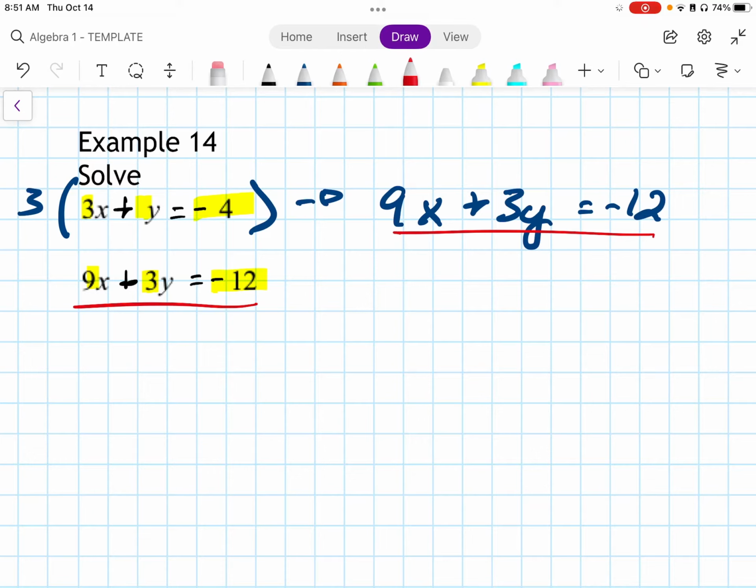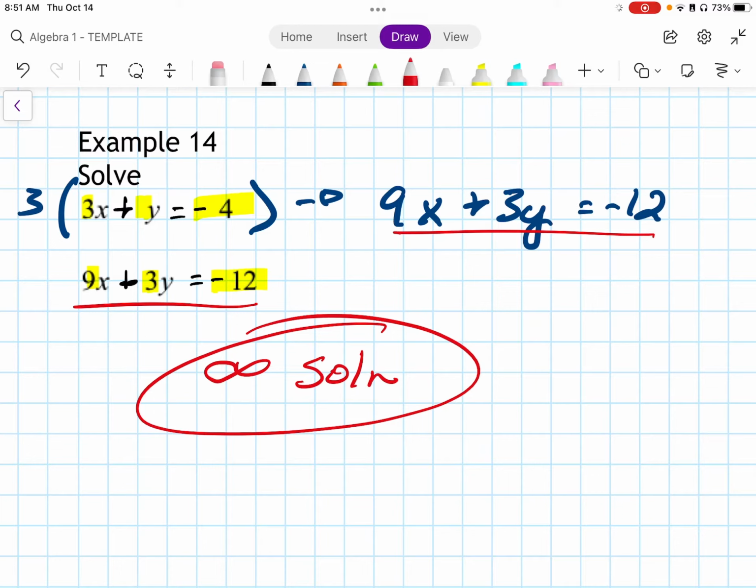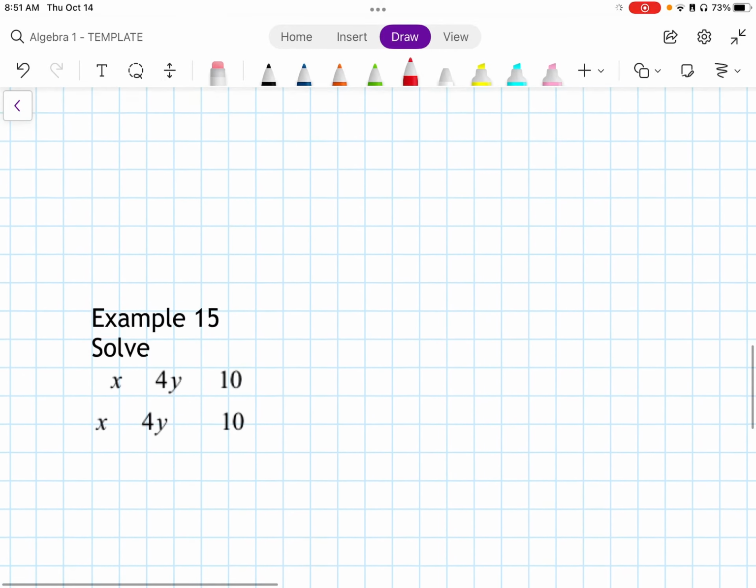So these are actually the exact same line. So if I were to graph them, they would lay on top of each other. So this is infinite solution, right? Because every single point on those lines would actually be a solution. Let's look at the next one, example 15.